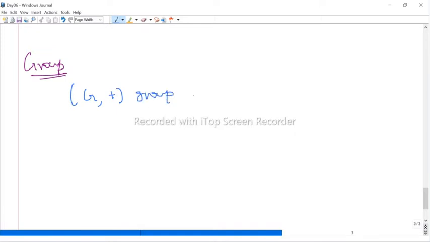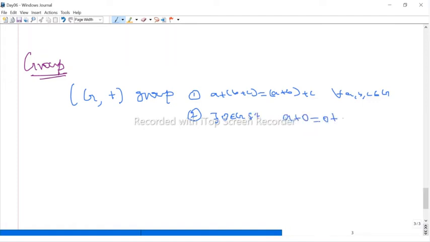When we say this is a group, it satisfies three axioms. One is associativity: A plus B plus C equals A plus B plus C. First we add A and B and then add C, both are equal for any A, B, C in the group. The second is that an identity element exists. That is, there is an element E, or 0, in the group G, such that A plus 0 equals 0 plus A equals A. This is the identity element.